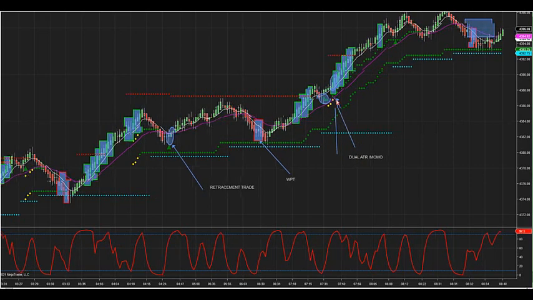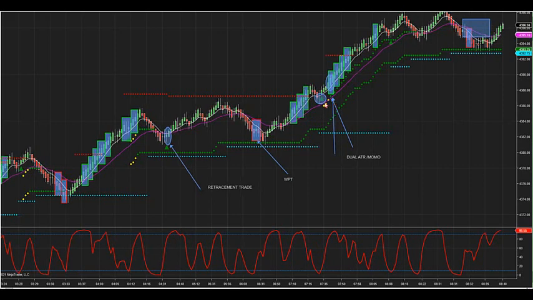Not only do I have a dual ATR resumption of trend, yellow to green, I got a retracement trade. It's actually three setups that happened all at the same time. Retracement trade, Momo trade, and then also a dual ATR trade resumption of trend. So you had every single setup that we looked for this morning already. You had your retracement trade, one, two. You had your WPT against the ATR, and then you had your dual ATR momentum. All setups pop right there.